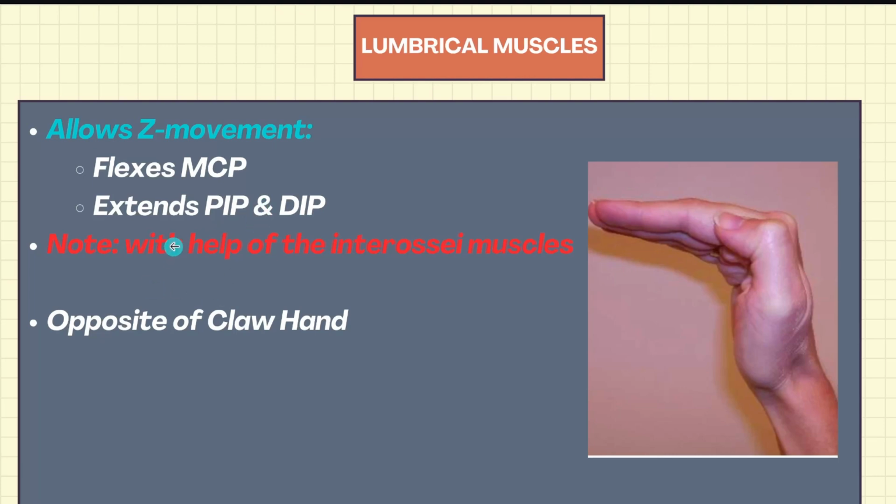So what's the opposite of the Z movement? If you try flexing your metacarpophalangeal joint and flexing your interphalangeal joint, you're going to have a claw hand. That basically tells you that an issue with your interosseous muscles and your lumbricals is going to cause a claw hand.